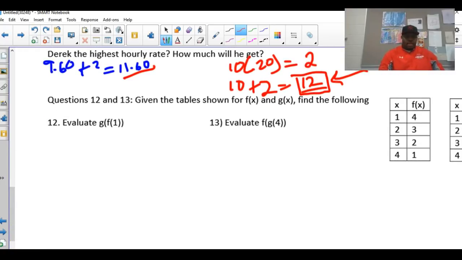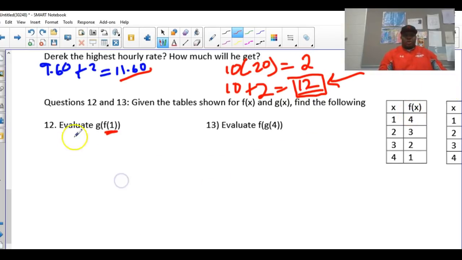Now, this problem here. It says, given questions 12 and 13, given the tables shown for f of x and g of x, find the following. g of f of 1. So first we need to find the internal function f of 1. Well, this is f of x. Here's f of 1. So f of 1 means x is 1. So where x is 1, because this is your f of x table.